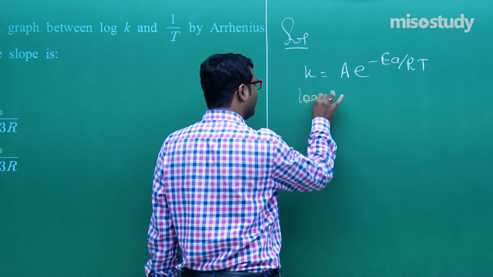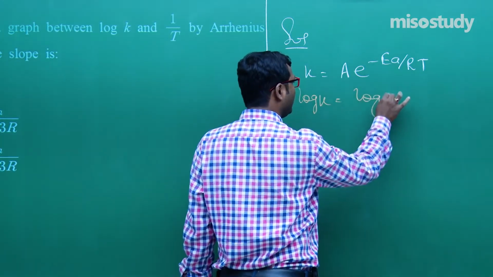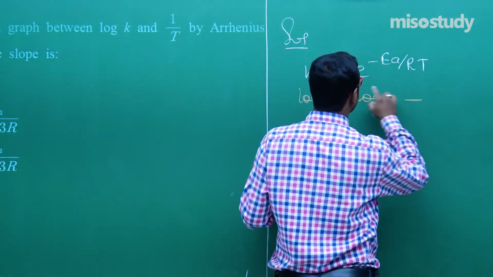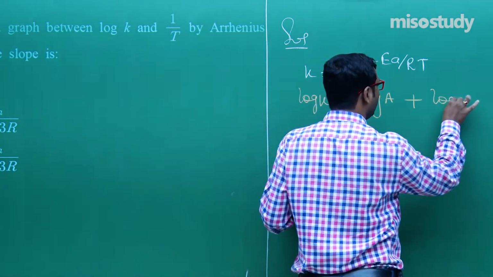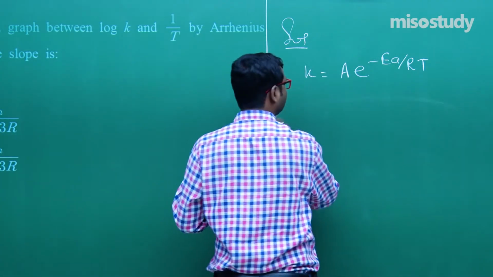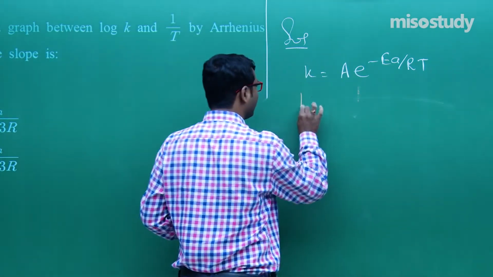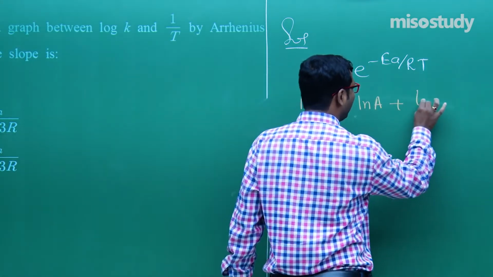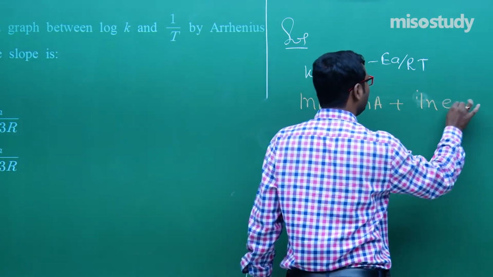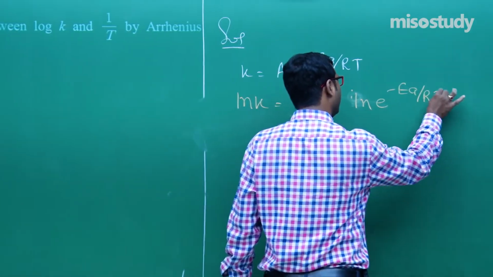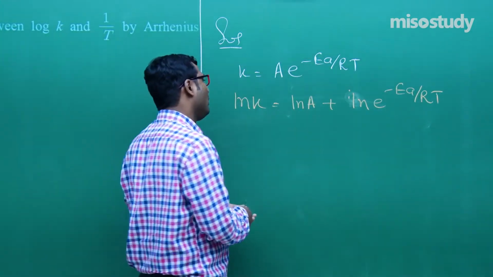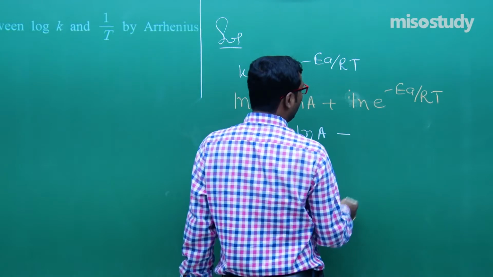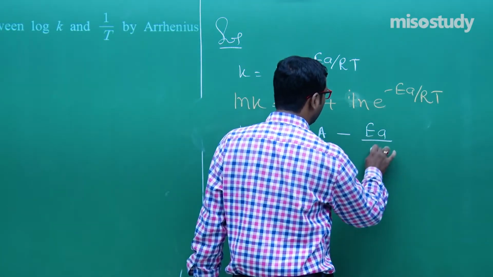That is log K is equal to log A, clear, plus log E. Better to write ln because here is exponent. So log both sides, base e, that is ln K is equal to ln A plus ln E to the power minus EA upon RT. Clear to you? What will happen? That is ln K is equal to ln A minus EA upon RT.